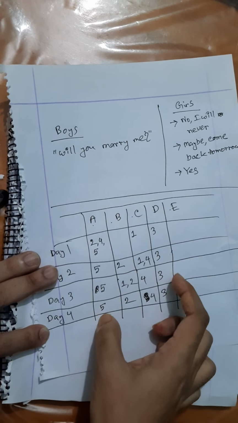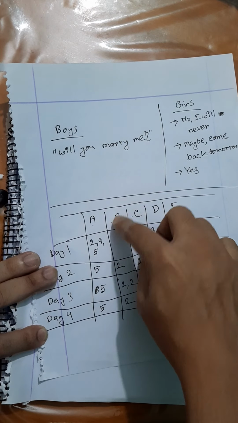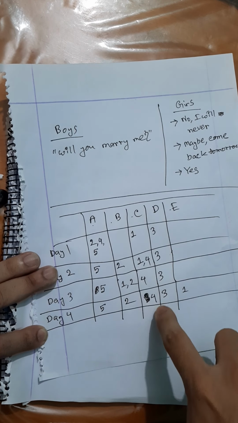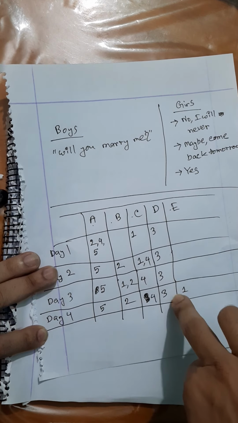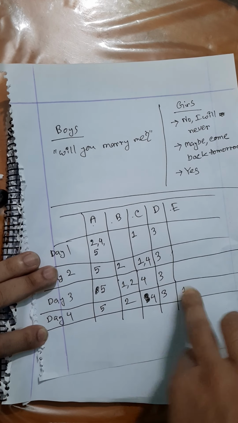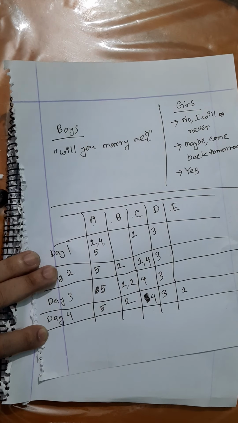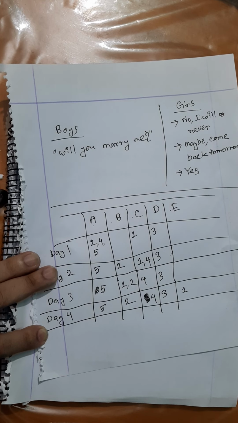So girl A and boy 5 will be married, B and 2 will be married, C and 4 will be married, D and 3 will be married, and also E and 1 will be married. And if we perform such marriages, there is no chance that there is going to be a rogue couple. Okay, so that's it. This is the algorithm.